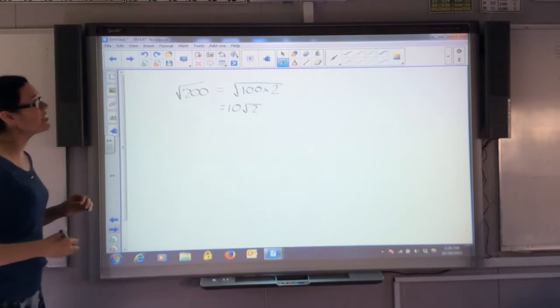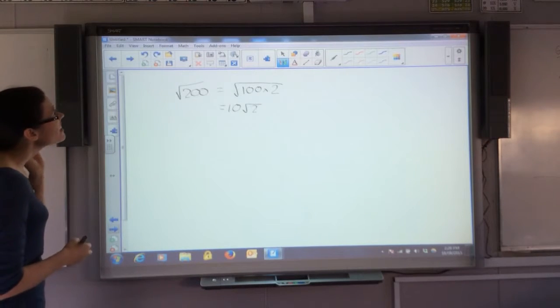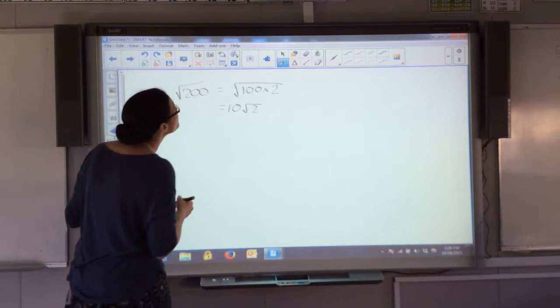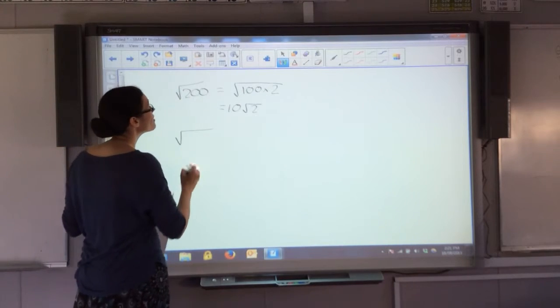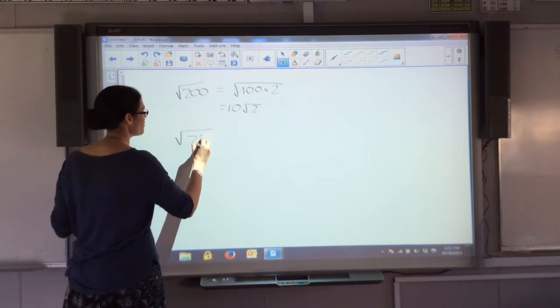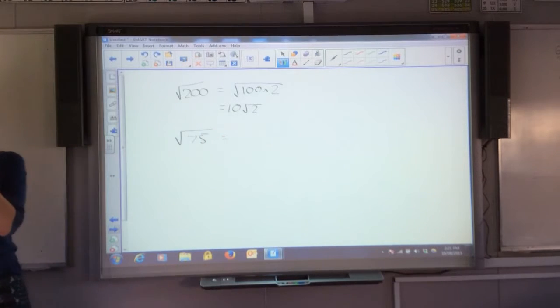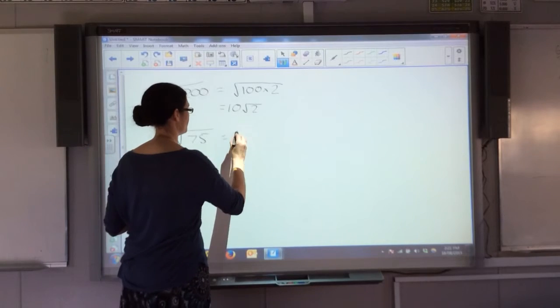Alright. Let's look at one more. Let's say I have the square root of 75. 75 is what times what? Remember, we're looking for a perfect square. What factors have a perfect square? 3 times 25.